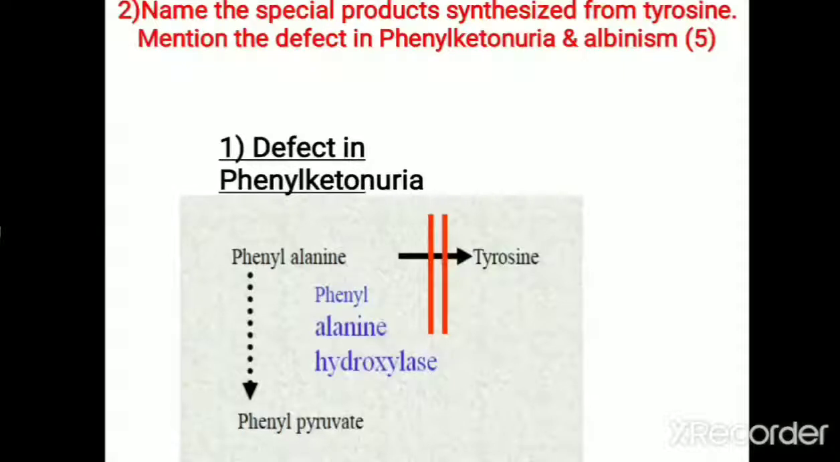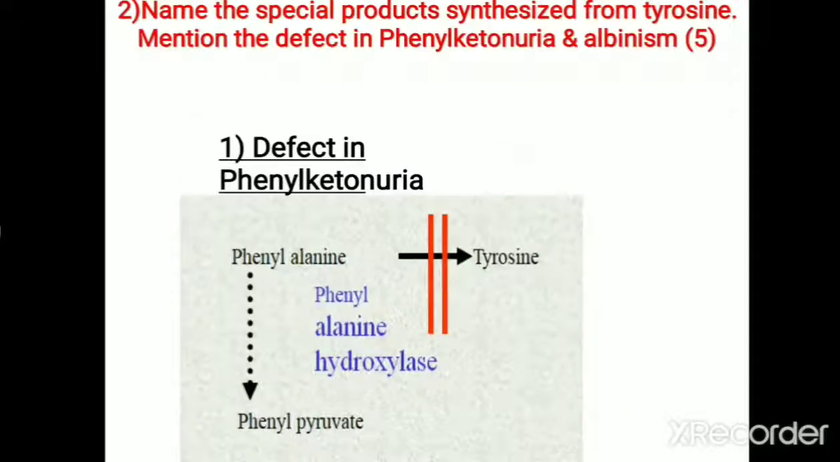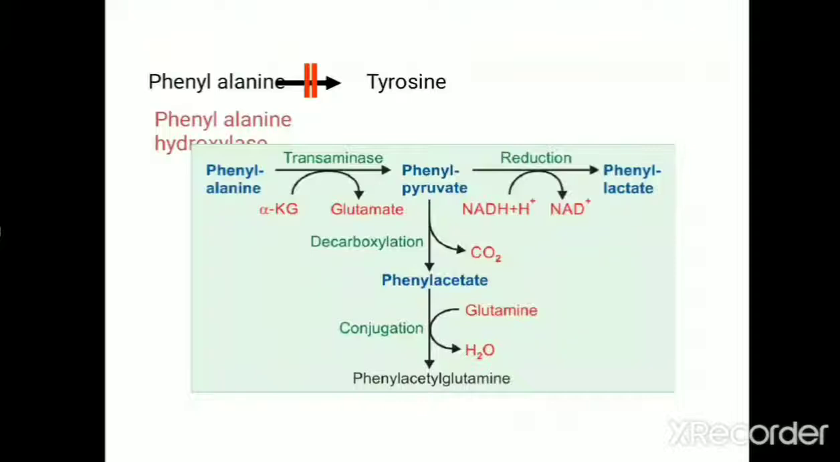In Phenylketonuria, just write all this in subheadings. The first subheading is biochemical defect. In phenylketonuria, the biochemical defect is deficiency of phenylalanine hydroxylase, that is the first enzyme in tyrosine metabolism. Due to the deficiency of this enzyme, phenylalanine will accumulate in blood, and this phenylalanine is now converted into its ketone body derivatives like phenylpyruvate, phenyllactate, and phenylacetate. That is the biochemical defect in phenylketonuria.